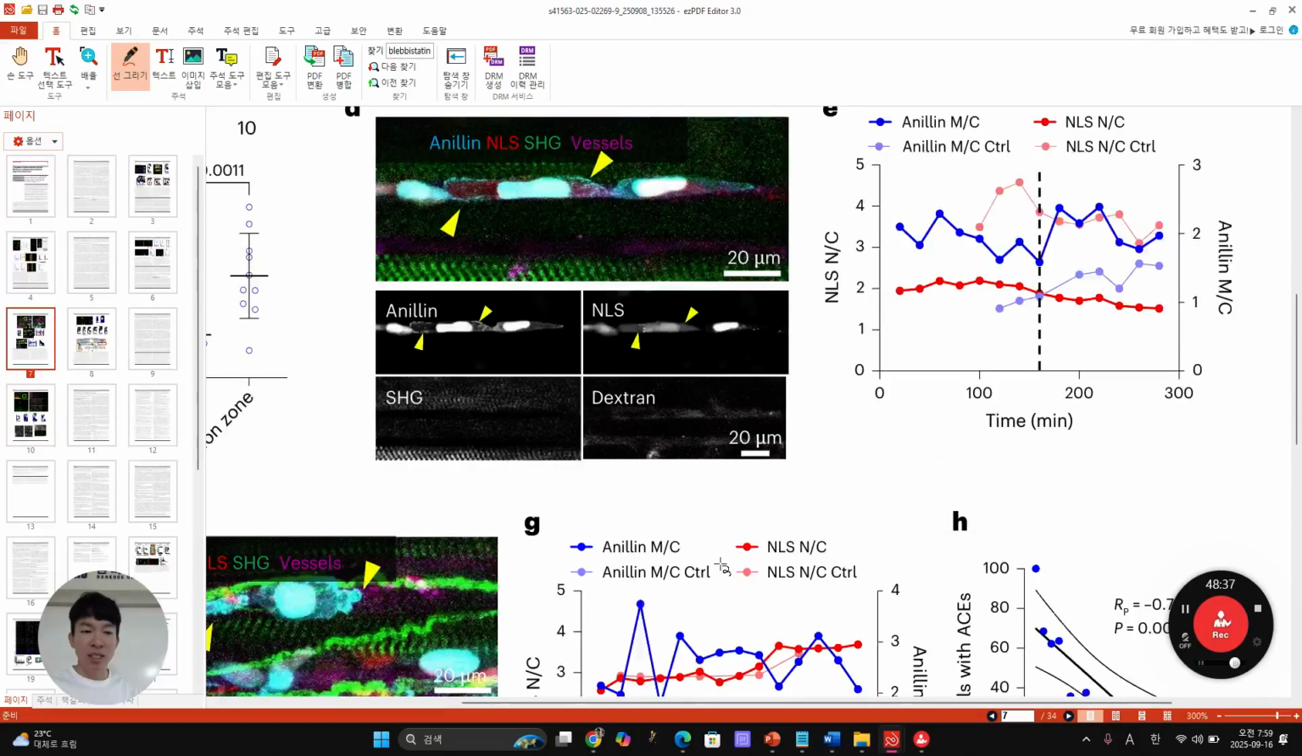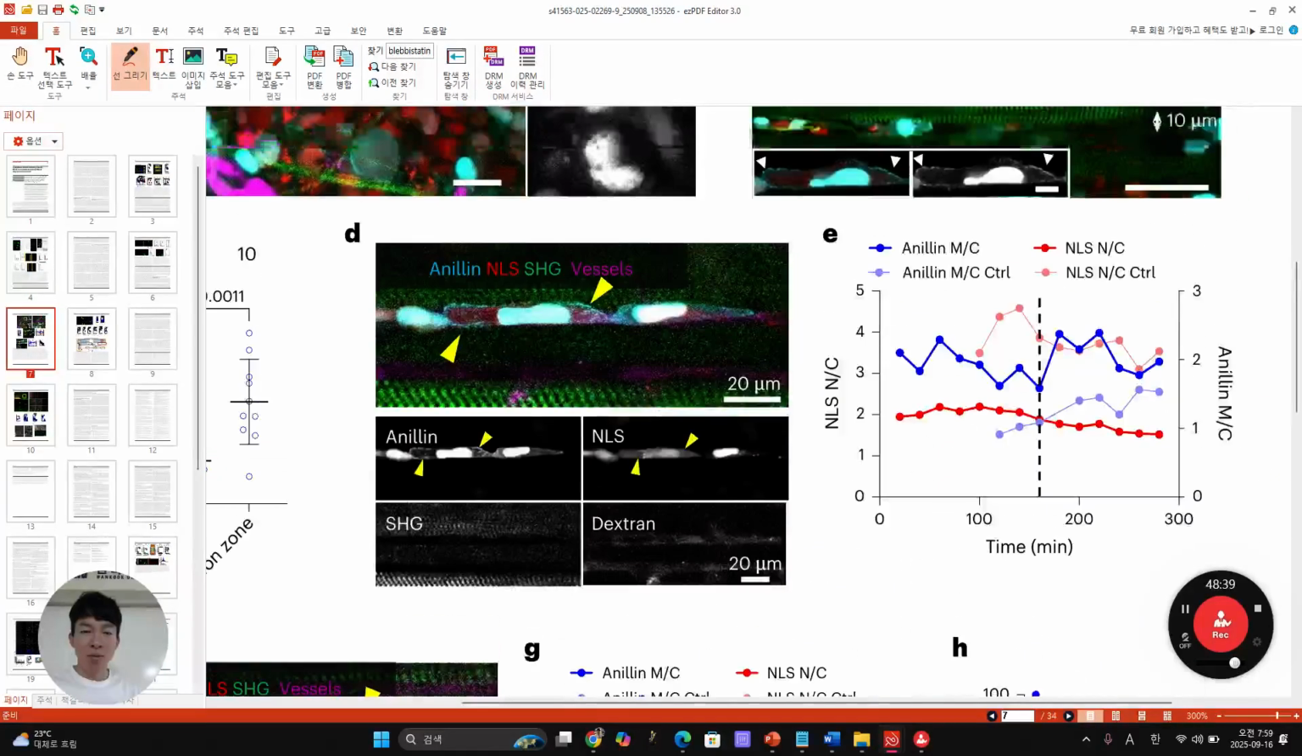Here is their quantification. See, this 20 micrometer probably is like a 5 micrometer confined area. And the NLS leaked out, aniline detected front and back. And even this SHG is like collagen structure or muscle structure, dextran is blood vessel. So in this vessel-near area, this cancer cell is squeezed.